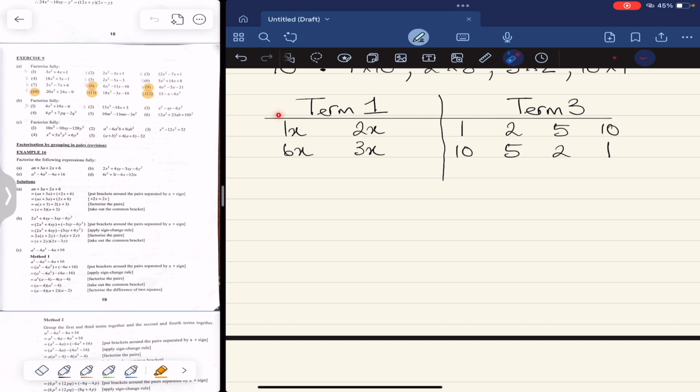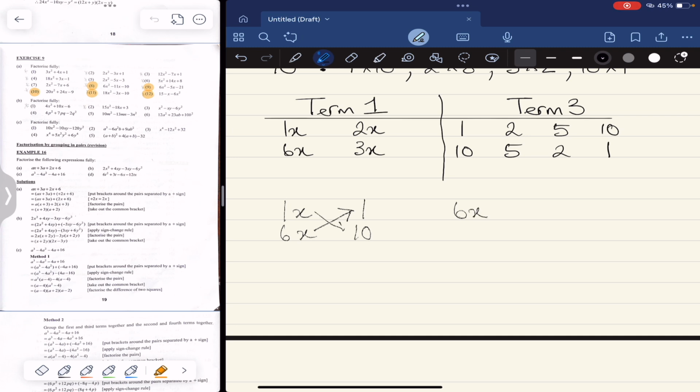So we are, for example, going to take this column and pair it up maybe with that column. So we'll see, okay, if I take 1x and 6x and I take 1 and 10, and I'm going to cross multiply. In other words, I'm going to multiply 6x with 1 to give me 6x, and I'm going to multiply 1x with 10 to give me 10x. Then those two options, I'm going to add them up.